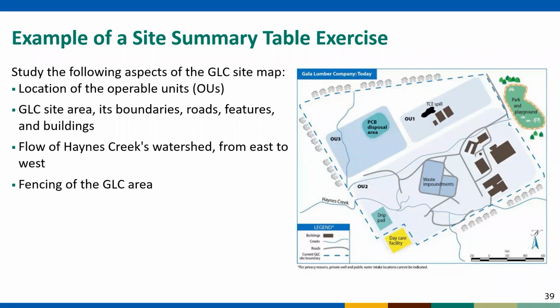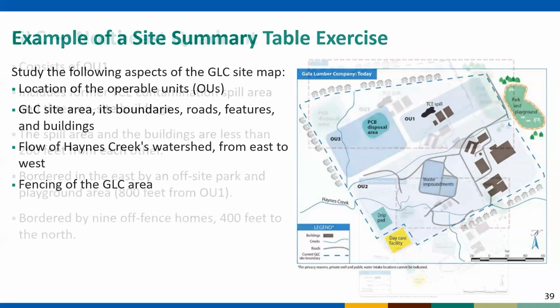The map also shows the flow of the Haynes Creek watershed, and it flows from east to west across the GLC site. And you'll see that the GLC site area is fenced. The GLC on-site area is divided into 4 quadrants, which are northeast, southeast, southwest, and northwest. We'll discuss each of these in clockwise order.